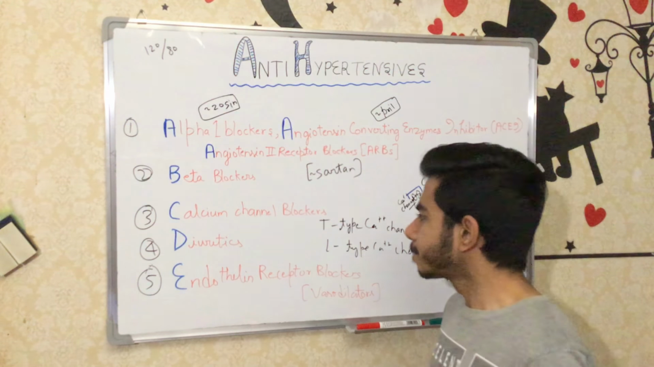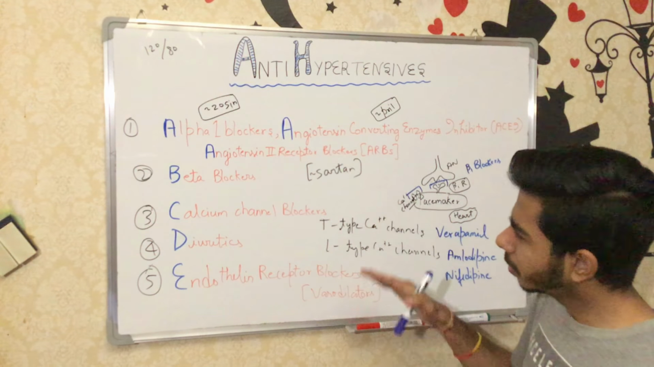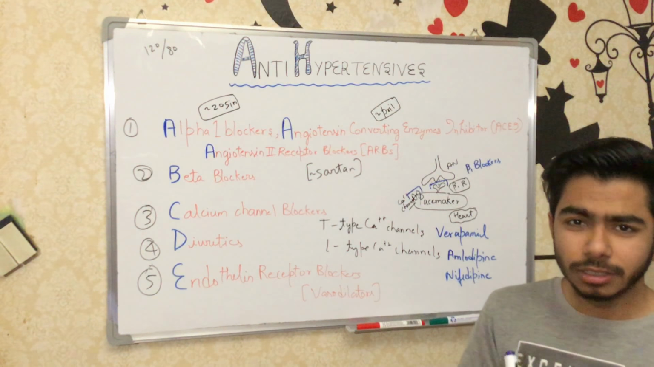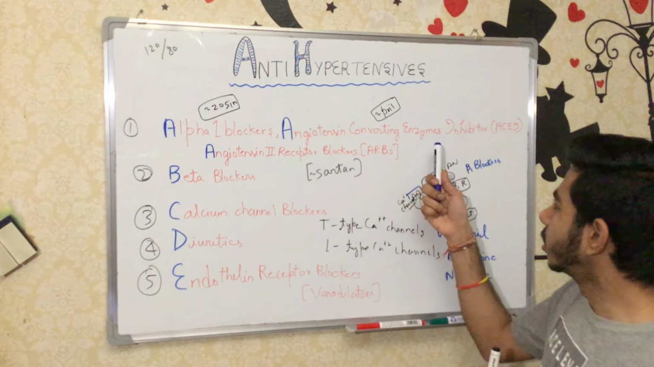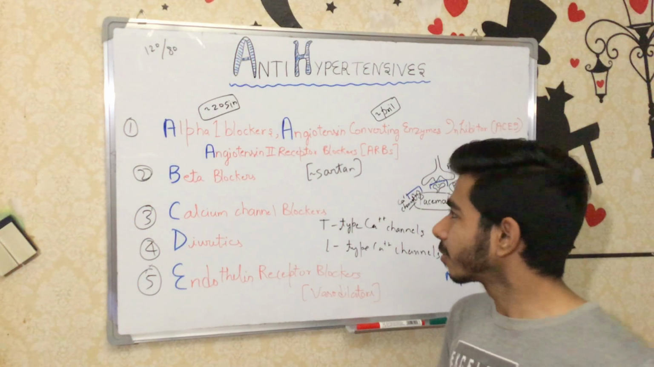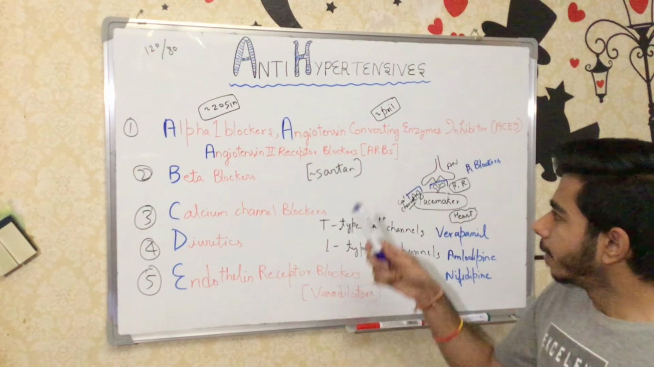Now, let's move on to the diuretics. The side effects of all these drugs: the first one will be hypotension. In some cases, there are unique side effects, which I have already mentioned, like in the ACE inhibitors, angioedema and chronic cough due to the accumulation of bradykinin in the lungs.